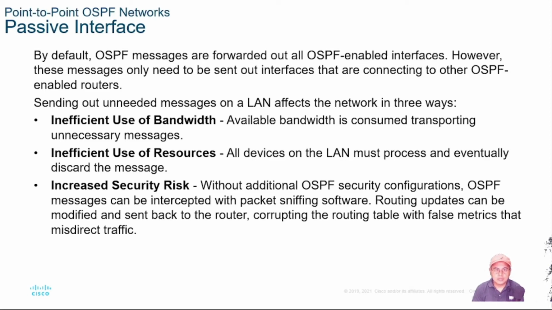So those interfaces that are not actually participating in the OSPF network should be made a passive interface. For example, in our reference topology, our loopback address is receiving and sending out updates. The router is sending out updates to that port, so we should make that interface a passive interface.